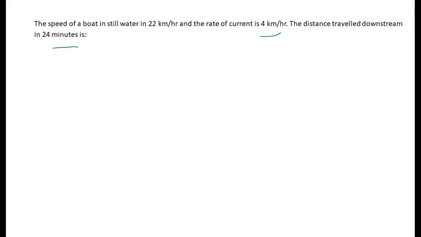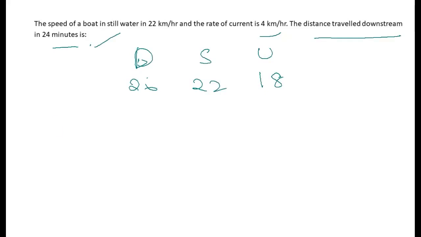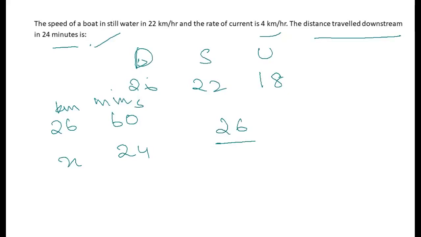So what happens? The speed of the boat in still water is 22, and the rate of the current is 4. So downstream is 26, and upstream speed is 18. The distance traveled downstream for 24 minutes: 26 kilometers per hour means 26 kilometers for 60 minutes. Then for 24 minutes, the answer would be 26 into 2 divided by 5. So the answer would be 10.4 kilometers. It is sufficient for now.